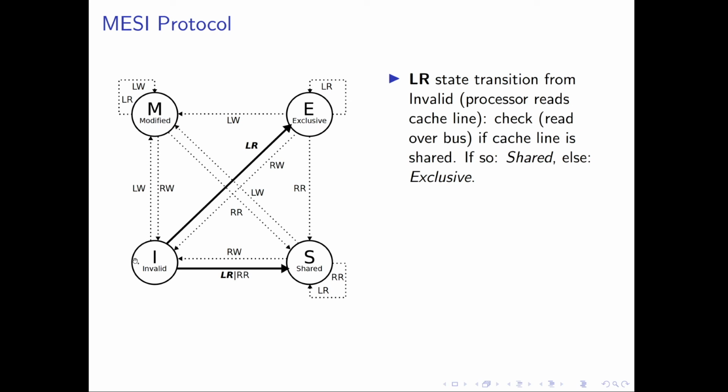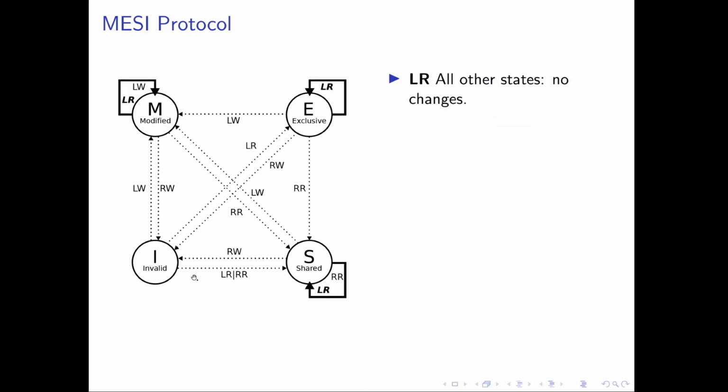If we're in the invalid state and the event is a local read, then we check over the bus if the cache line is shared, and if so, we transition to the shared state, and otherwise we transition to the exclusive state. When we're in the invalid state, that means we basically know nothing about the cache line. We never touched it before, and so we also don't know if any other processors hold the cache line, so we have to check that, and we either transition to shared or to exclusive. So in this case, where we never touched the cache line, we have to perform communication over the bus. In all the other states, a local read basically implies nothing. Even the state stays the same.